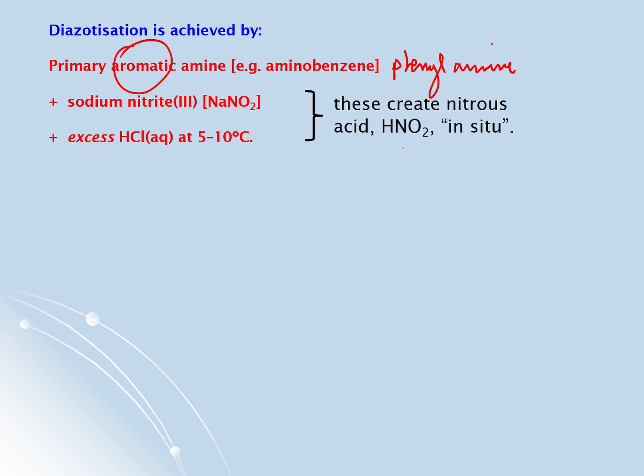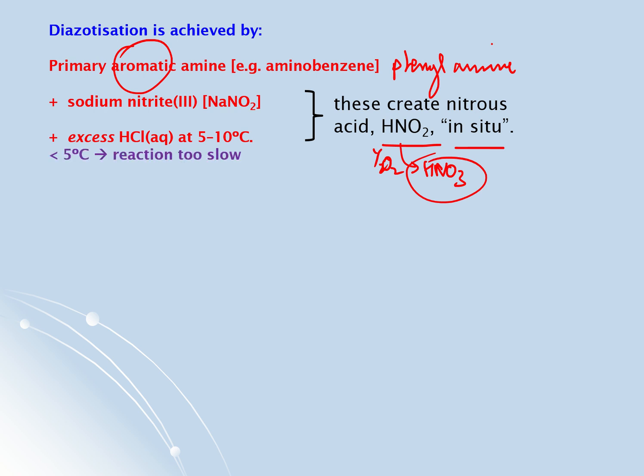And the reason for that is because those are what we use to make our nitrous acid. And as I said earlier, we make our nitrous acid in situ, because very simply, if we leave our nitrous acid around for a while, it will react with oxygen in the air and give us nitric acid. So that's not what we want. We want our nitrous acid.